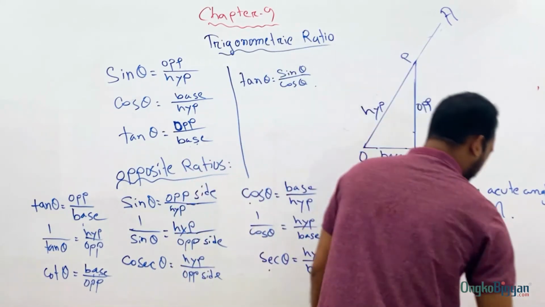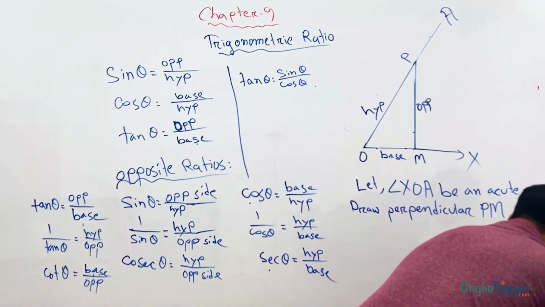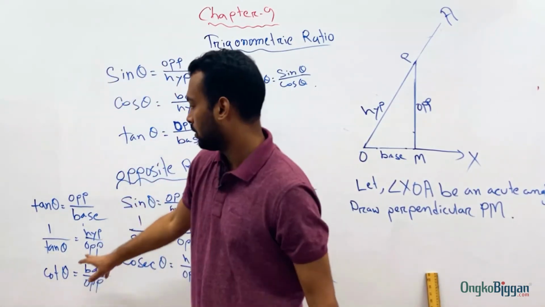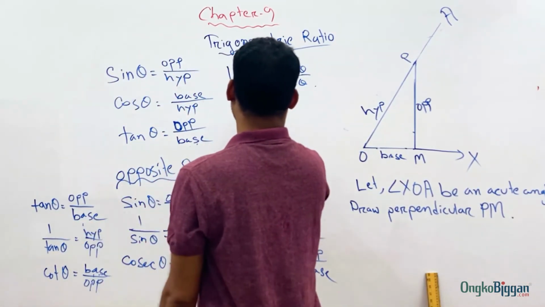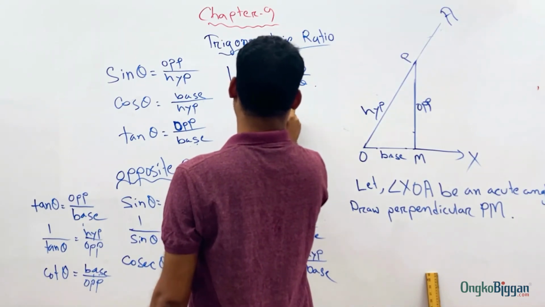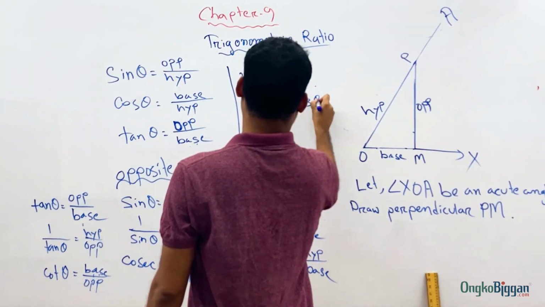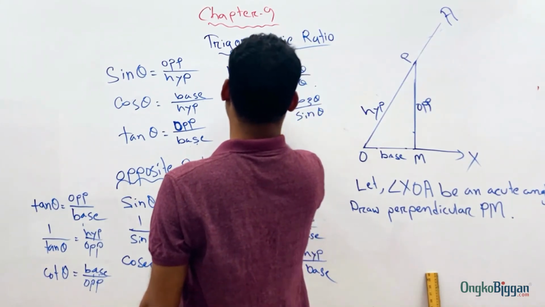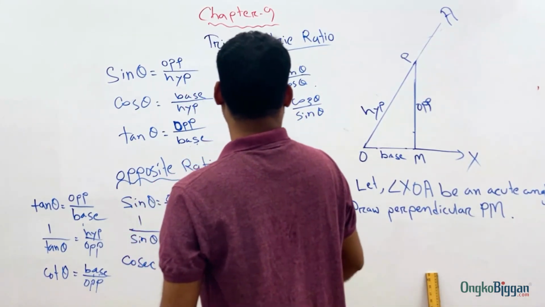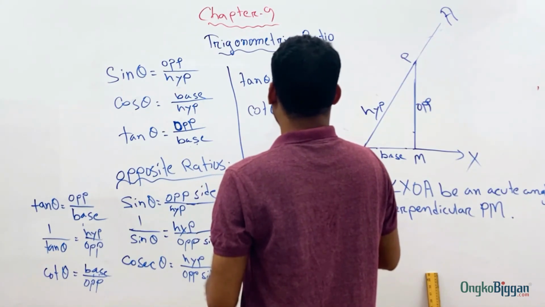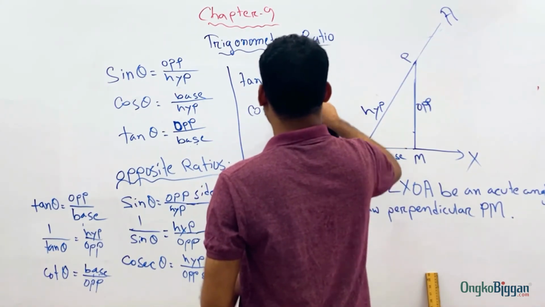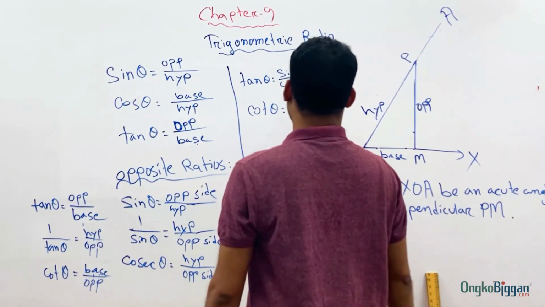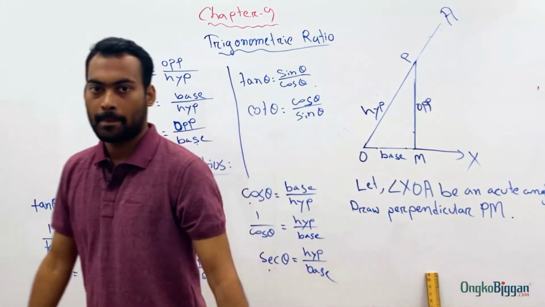And we know that cot theta is just the opposite of tan theta. So we can write that cot theta is equal to cos theta by sin theta. If tan theta is equal to sin theta by cos theta, then cot theta would be cos theta divided by sin theta. That's it.